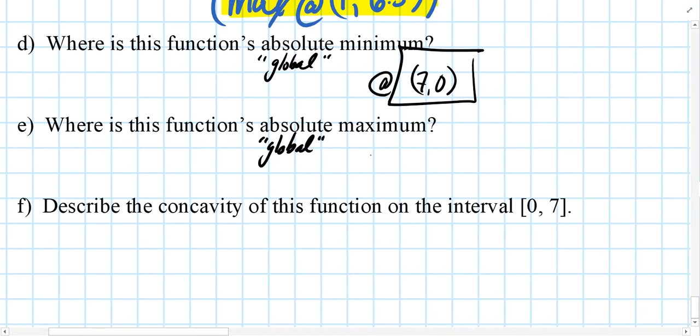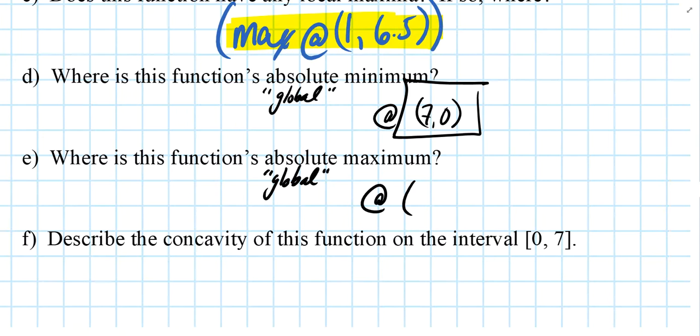As far as the maximum goes, well, that occurred at the same spot where our local maximum occurred. The highest point within the entire window, in this case, occurred where we changed from an increasing to a decreasing graph, where the behavior changed, and that was here at the coordinate 1, 6.5.